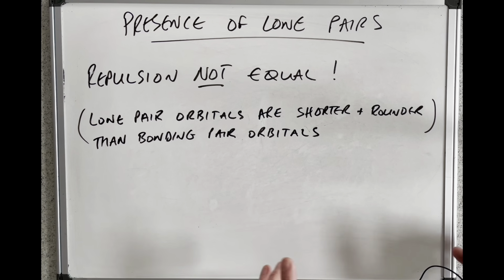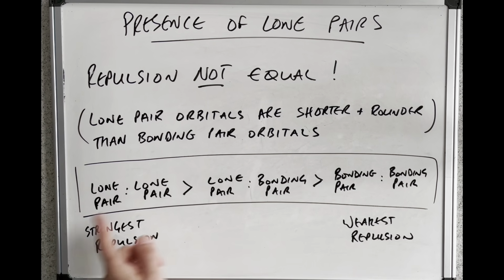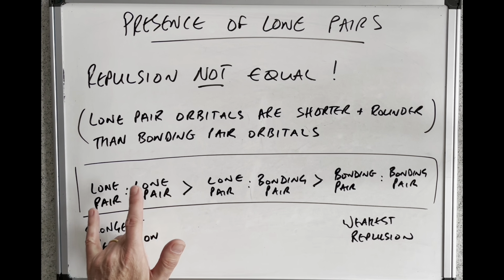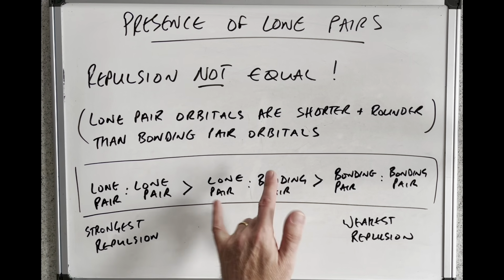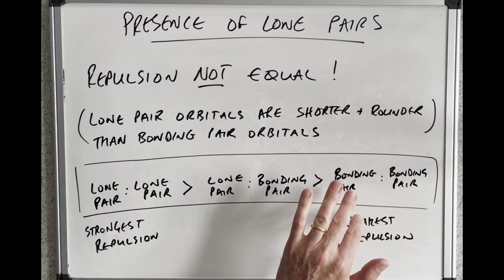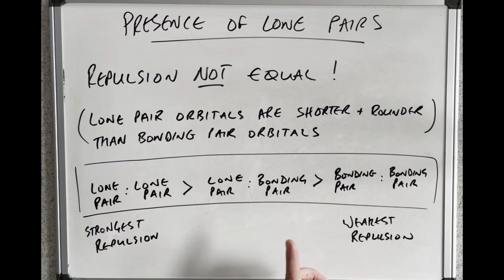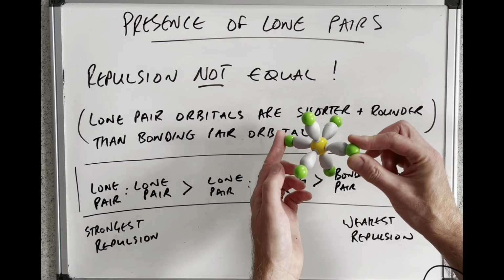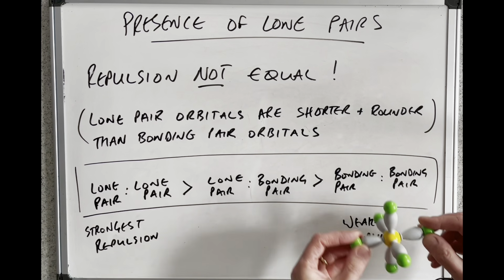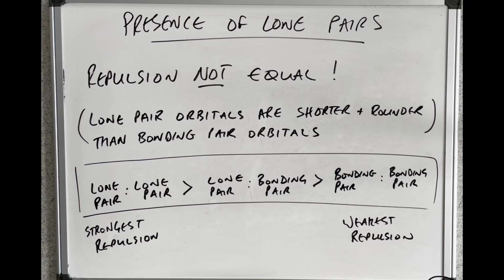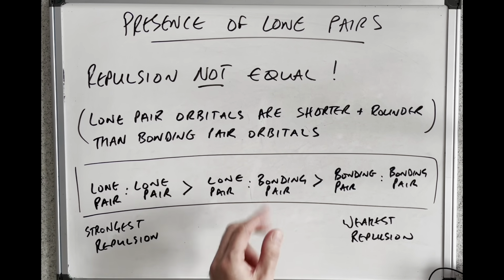But there's a specific order that we need to be aware of. In the box there, we've got the repulsion order. The strongest type of repulsion is between two lone pairs. Then we've got the lone pair to bonding pair repulsion. And finally, the weakest type of repulsion is what we've seen so far, bonding pair to bonding pair. So on something like SF6, that's what we've got. Bonding pair to bonding pair repulsion, that's the weakest type. The examples I'm going to use for this section of the video will incorporate these two scenarios.